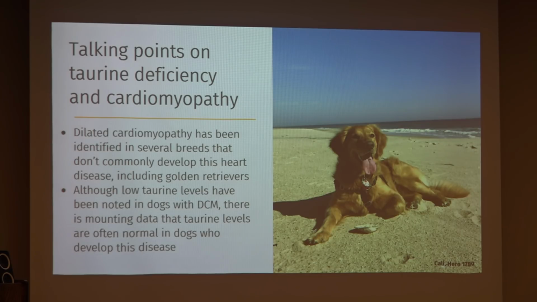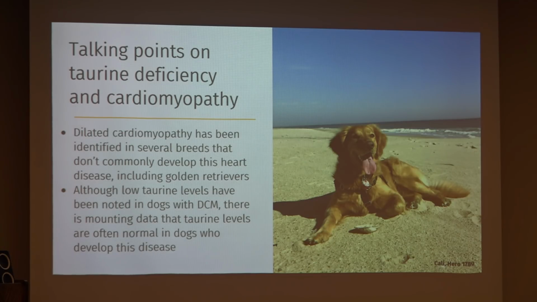And he's going to probably implicate some different diets that are quite popular, that seem to be a particular problem. But what we can say for sure is that dilated cardiomyopathy has been identified in several breeds that don't typically develop this heart disease, including Goldens. Okay, they are, again, a large breed dog, but not ones I typically think of getting DCM. Their heart disease is different. They get subaortic stenosis, which doesn't look anything like this.